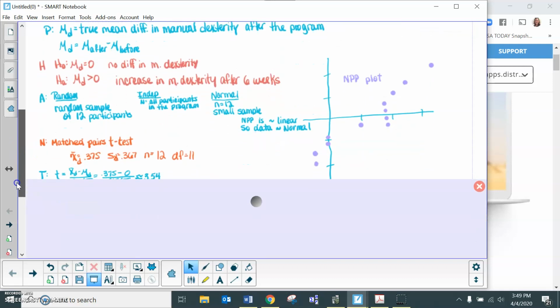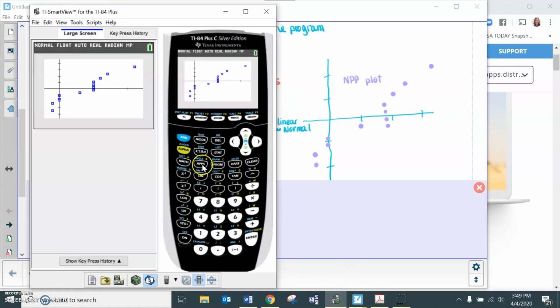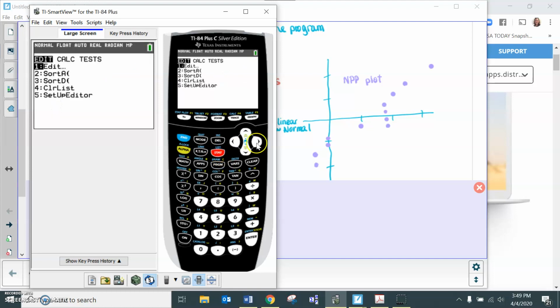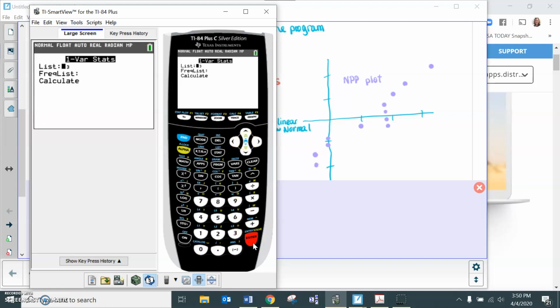All right, so now I'm on to step N. I'm doing a matched pairs t-test, and I also gathered my data. Do you recall where that data came from? I went stat, I scrolled over to calc, and from there I did a one variable stat. Now think about where your data is. I told you a minute ago that you're only interested in list 3. I'm no longer interested in L1 and L2, so I put L3 here. Some people are having trouble with the frequency list. You leave that blank, and then you hit calculate, and then your calculator will not give you any errors.